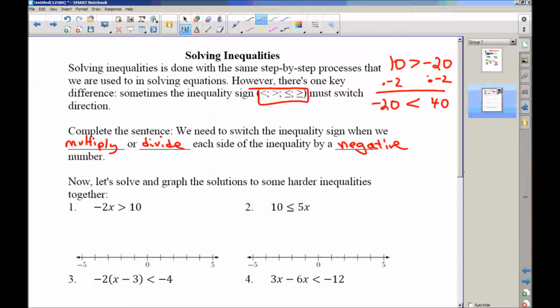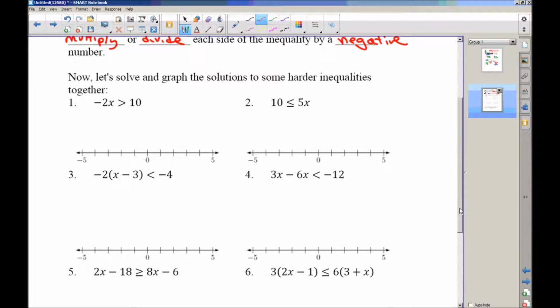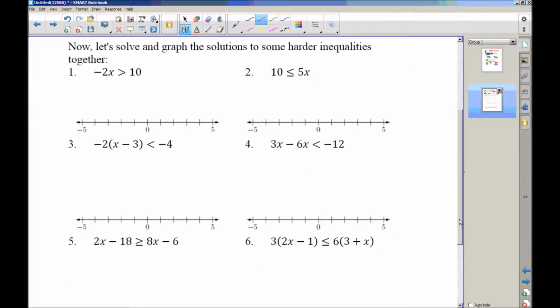So 40 is definitely bigger than negative 20, so I need to change the greater than here to a less than to keep the statement true. Okay? All right, so that's the only little trick. Everything else works exactly the same. So let's solve a couple.